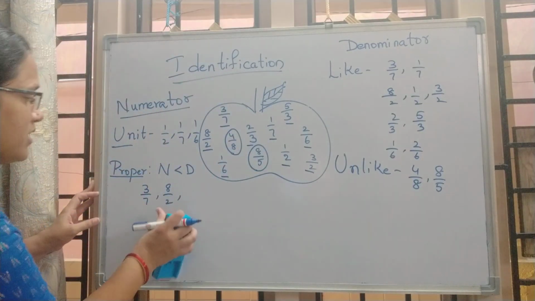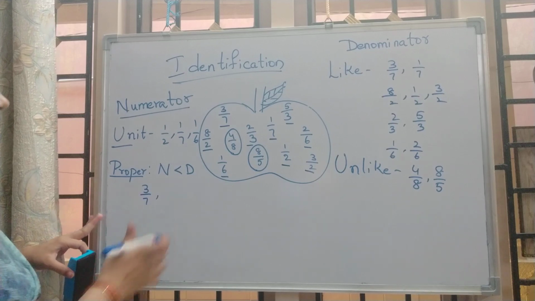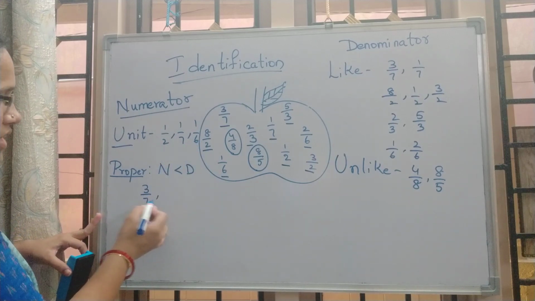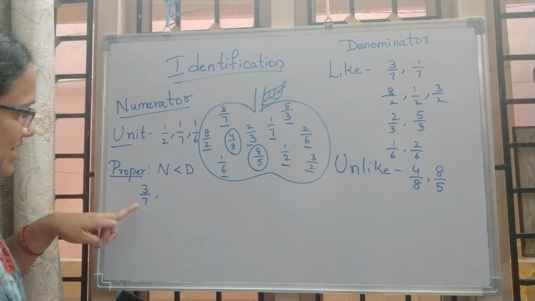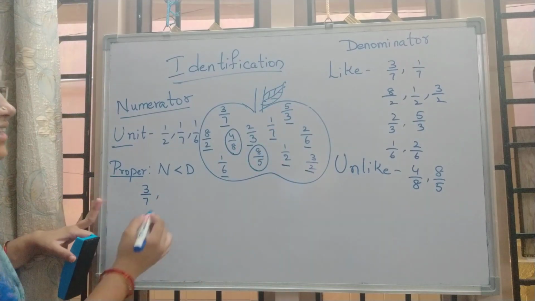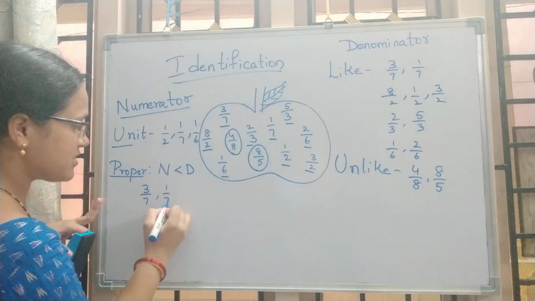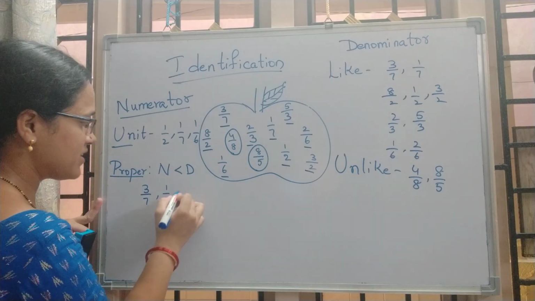Sorry children. See here, 8 by 2 doesn't come because it comes under the whole number. Okay. So 3 by 7, the numerator is less than the denominator. Next one, see, the numerator is less than the denominator. See, 1 by 7, the numerator is less than the denominator. Yes or no? Yes, next.